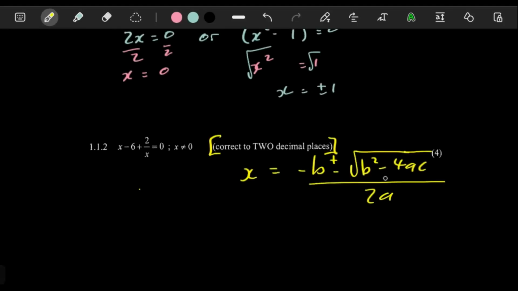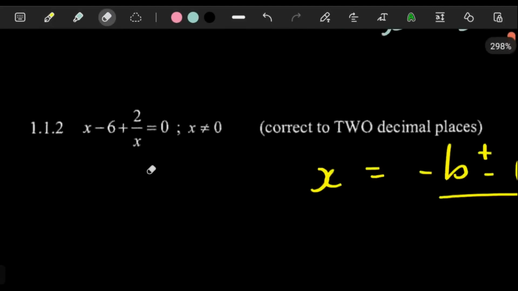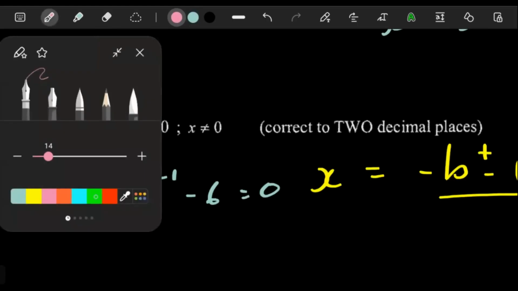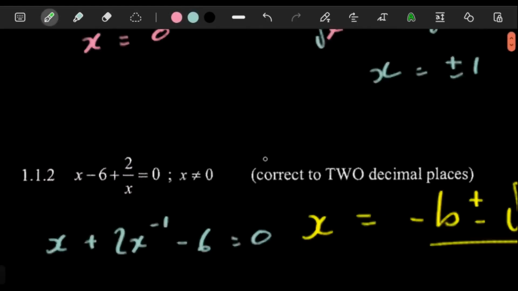The thing is, the way our question is laid out, we have to think outside the box, because this is a scenario where if you want to write this in a way that you don't have any fractions, you could end up with x plus 2 times x to the power of negative 1, and then minus 6 equal to 0. With a question like this one, if you want to write it in a quadratic format, remember that a quadratic format has something like ax squared plus bx plus c.